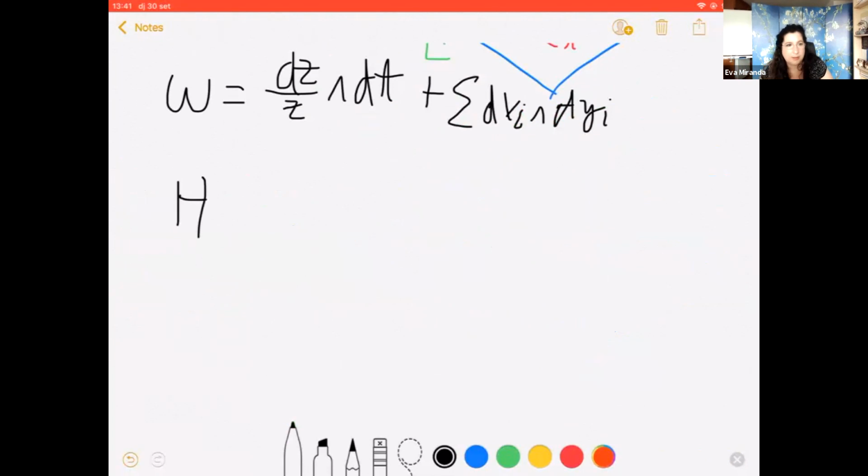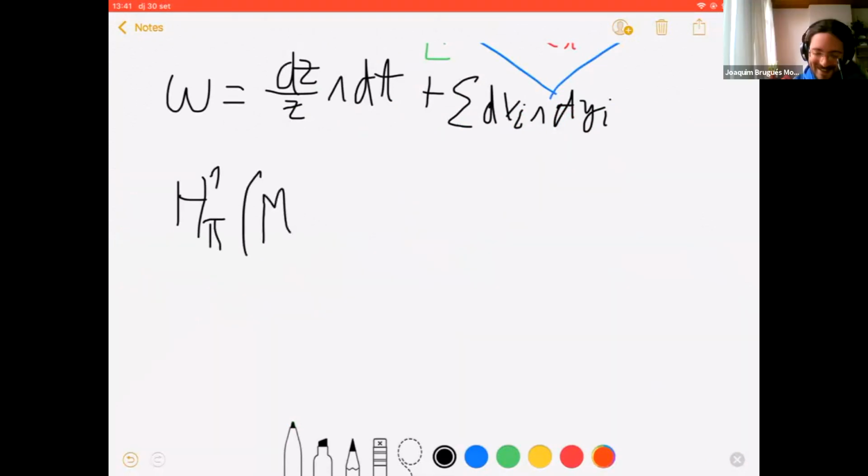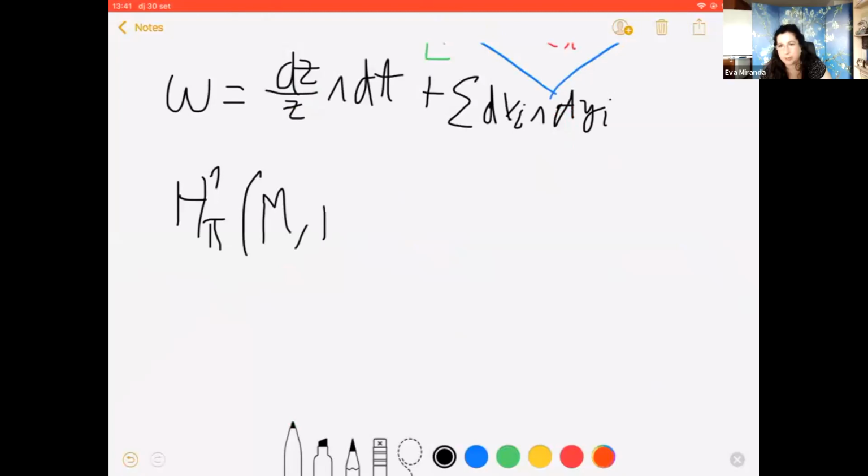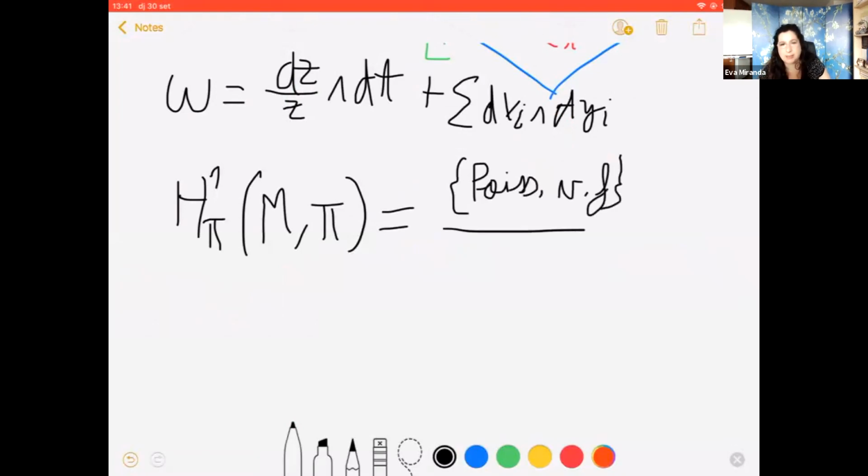Joachim and I have something in common, which is that we like cohomology a lot. If you can say it with cohomology, it's better. That's what Pablo would call categorical. For us, cohomology is important. Precisely, this is the quotient of Poisson vector fields by Hamiltonian vector fields. We didn't have time to talk about Poisson cohomology in this mini course.